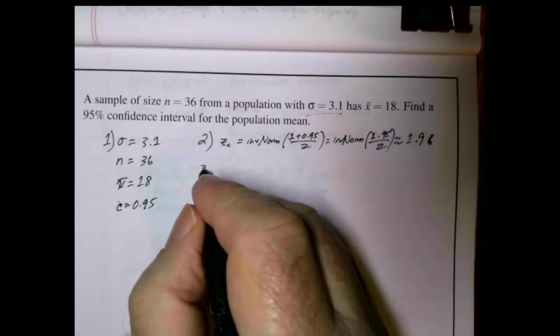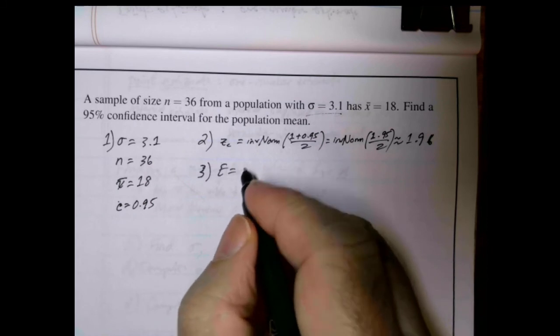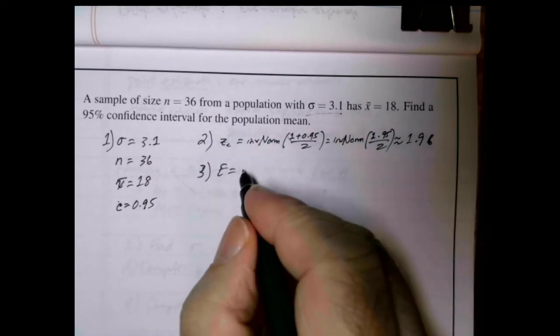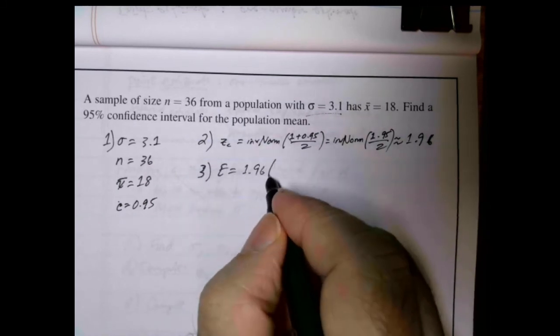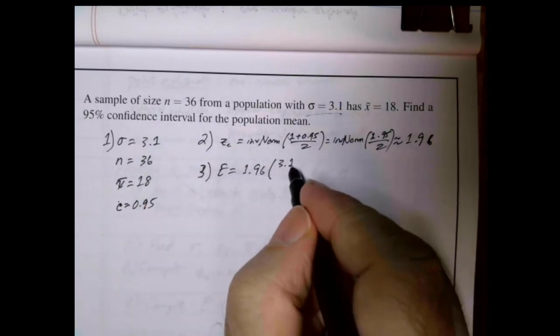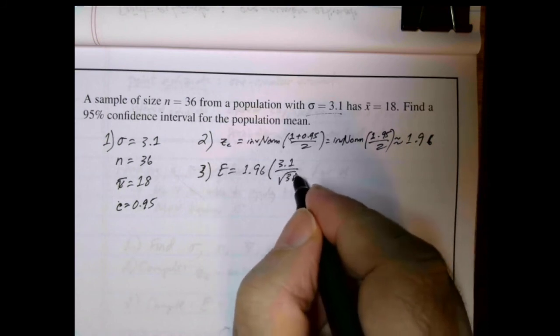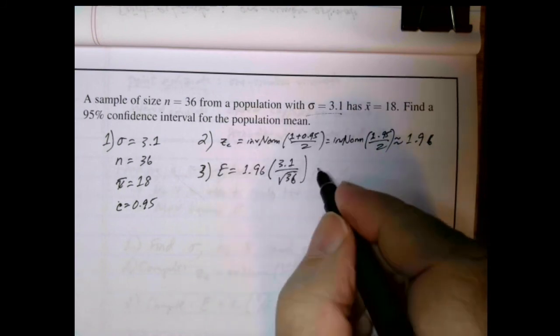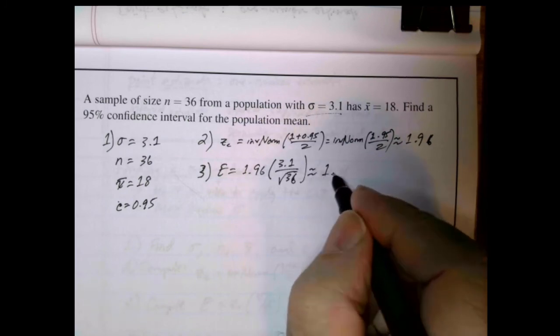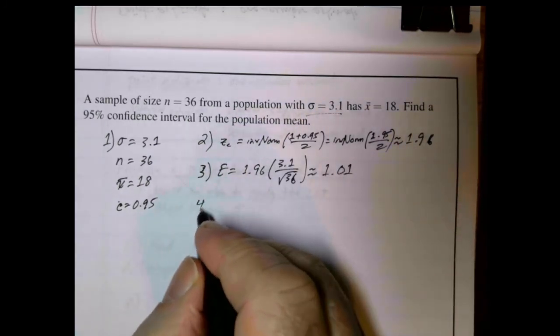Okay, now that I have that, I can compute the margin of error E. E is just z sub c, this 1.96, times sigma over the square root of n, and there they are, 3.1 over the square root of 36. That turns out to be just about 1.01. I'm sure you can calculate that.